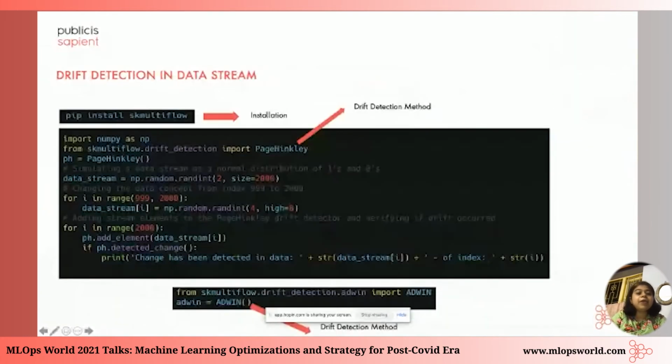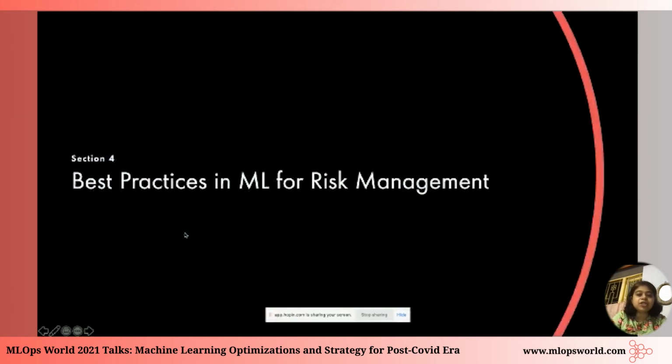So there is an example of how you can do it with the Page-Hinckley method. You need to install scikit-multiflow. Once you import that, you import the Page-Hinckley library from drift detection and keep on adding data streams. So if you have data streams, say 1,000 points, 2,000 points, keep on adding that, and this library allows you to detect the change. Same with ADWIN: import the library, add the data streams, and detect the change.